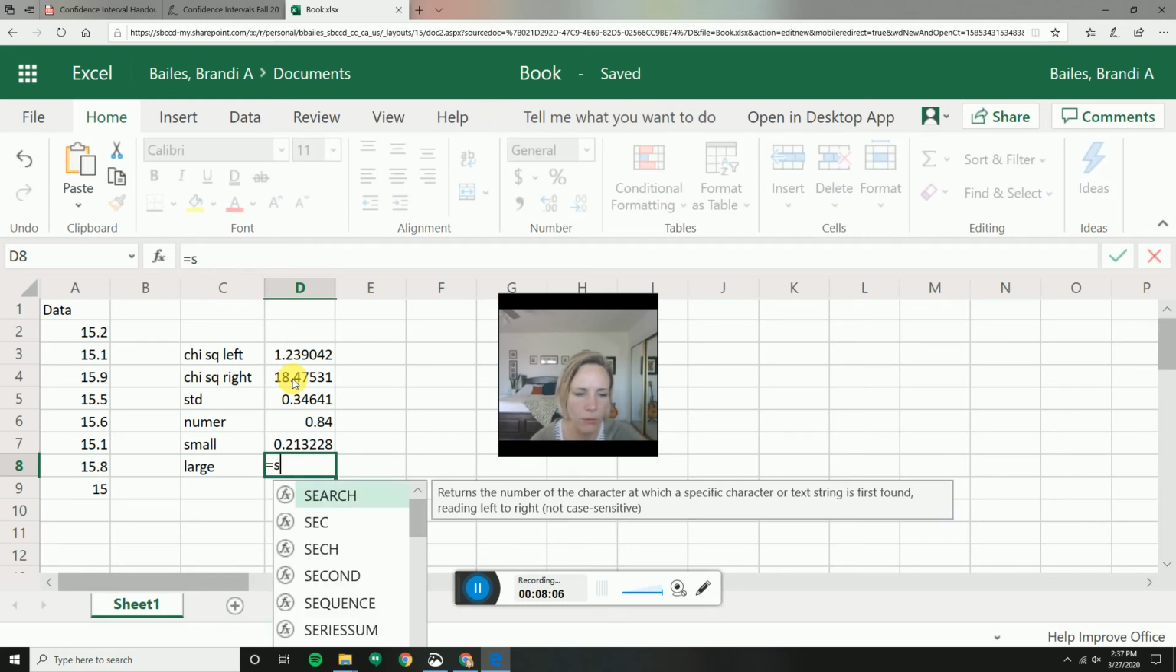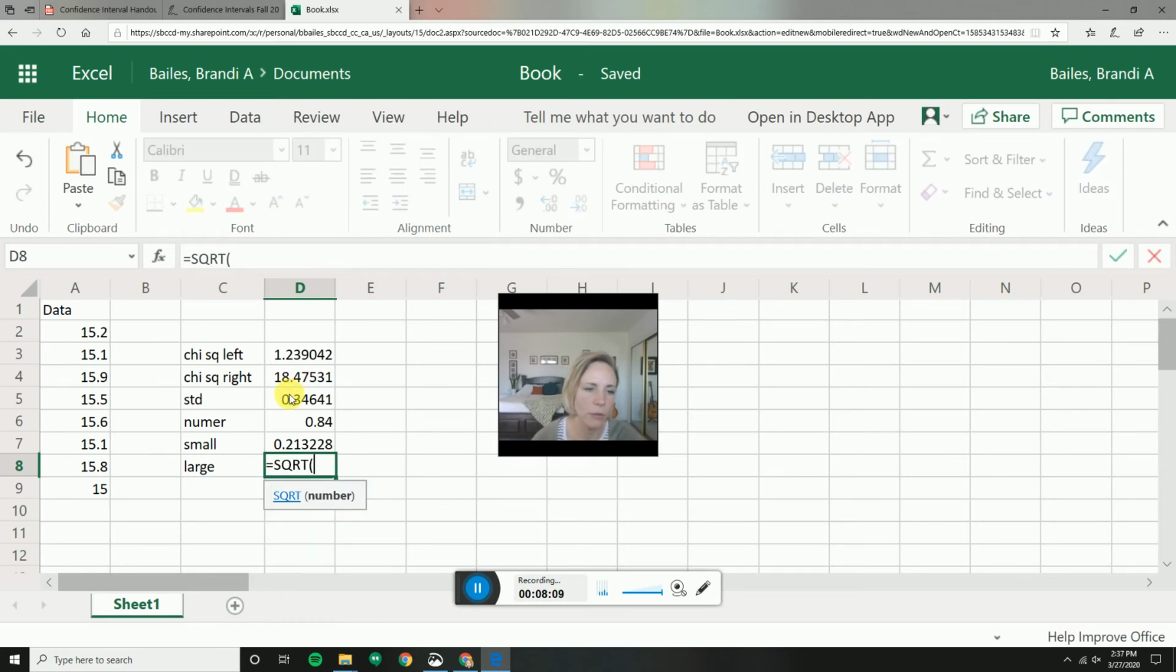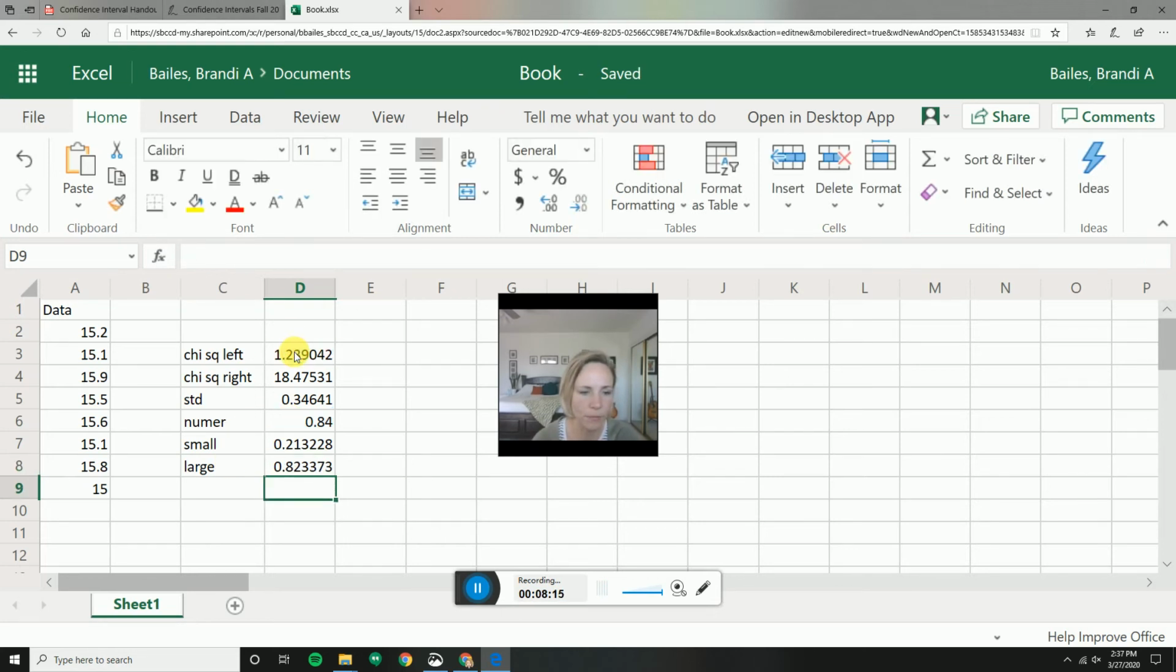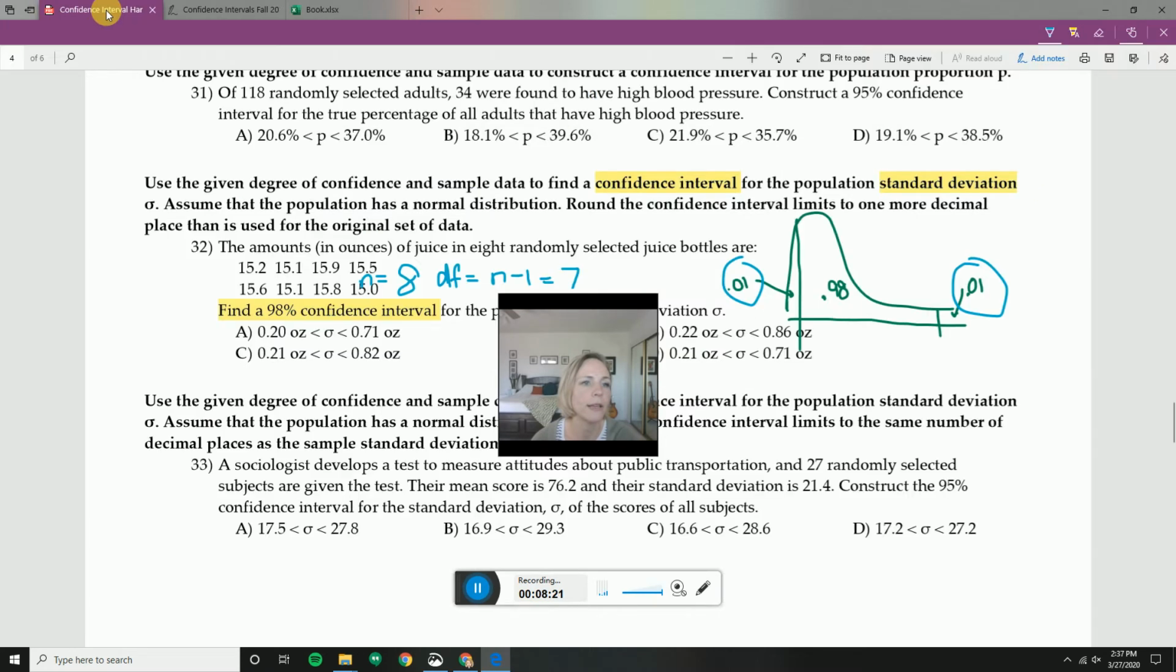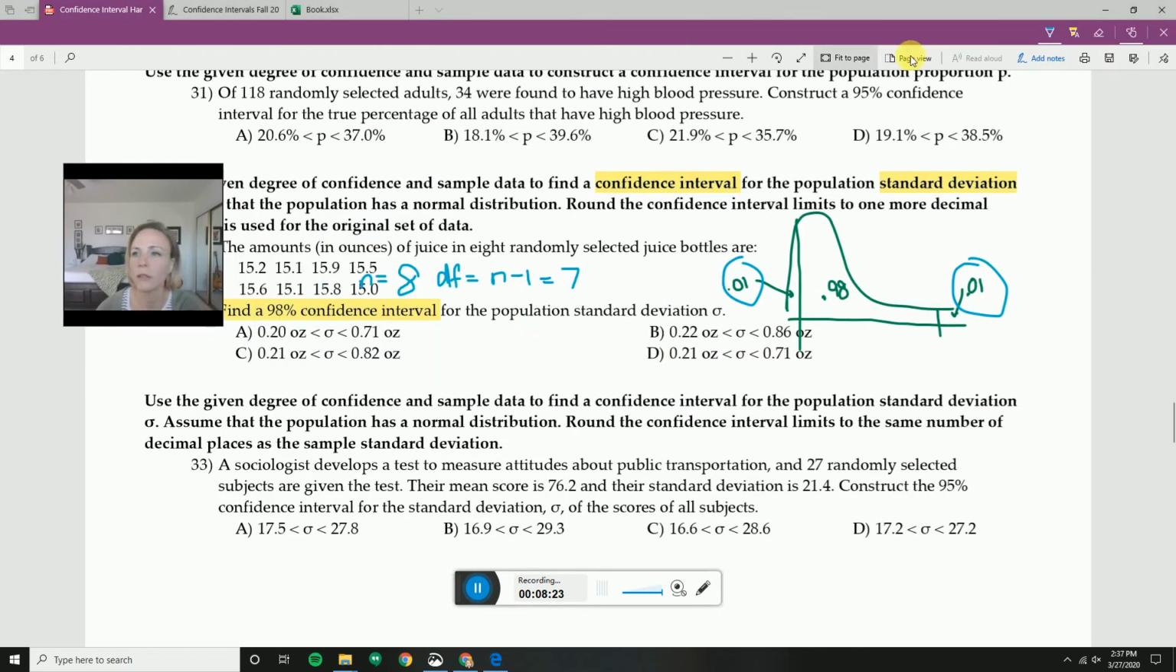Okay, and then equals square root, and the numerator again. And since I'm trying to make a larger value here, I've got to divide by a smaller value here. So it looks like I go from about 0.21 to about 0.82. Going back to our handout, look for that in the solutions. A 0.82 and a 0.21, and it looks like it is right here at C.